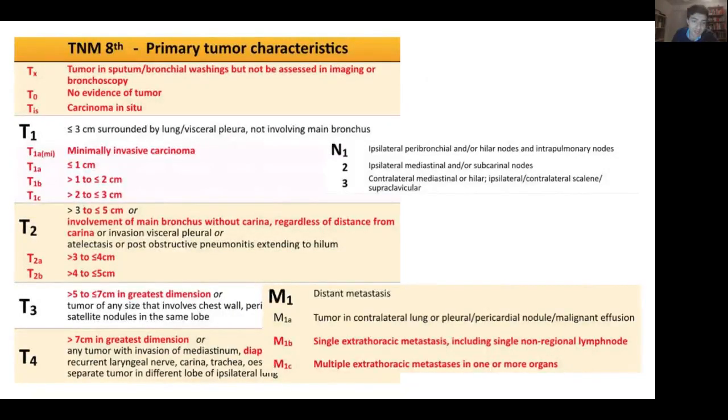And finally, M status is either M0 or M1. Again, some cancers have an M1A, 1B, 1C. I think there's even an M1D in melanoma. But the key thing is basically a binary. Are there metastases or are there not?